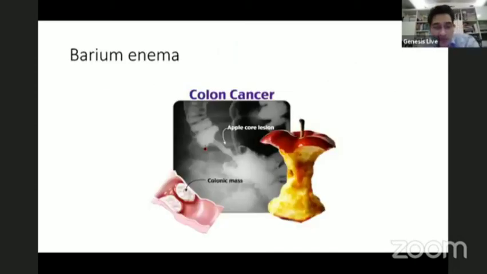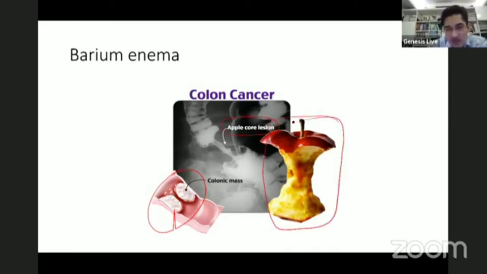Barium enema is another investigation which once was a very, very good investigation. Nowadays, it's replaced mostly by colonoscopy. But then again, barium enema is an investigation which will be asked in the final exams. Even in the FCPS exam, in all exams, it will be asked. And what are the findings? An apple core lesion. What does it mean? The lesion is usually like this. It's an annular mass. It looks something like an apple eaten by somebody. So this is called an apple core lesion.